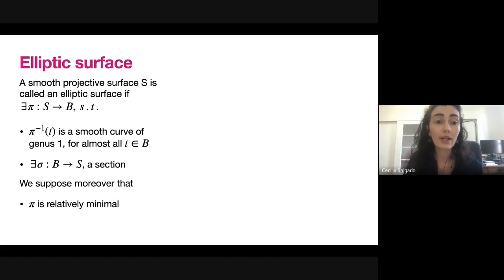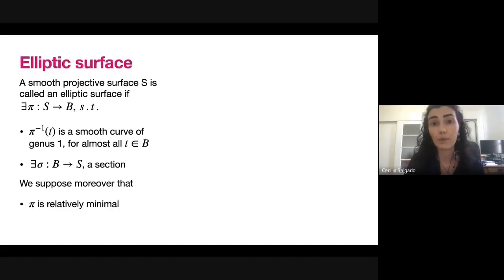I'm going to suppose that I have a section for this fibration. This is not standard for surfaces to suppose, but for the things we want to speak of, namely the rank, we have to suppose that we have sections. And I suppose, moreover, but that's just to make it simple, that pi is a minimal fibration. So what does it mean?